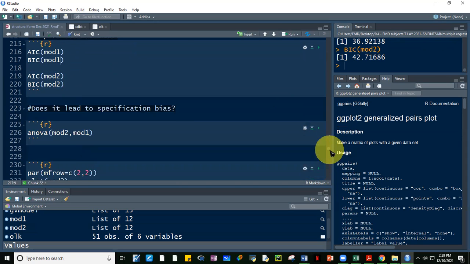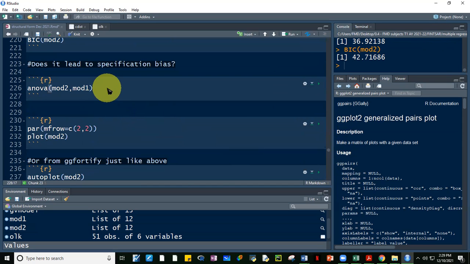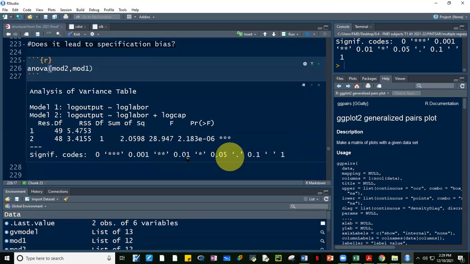Okay, and then how about ANOVA? ANOVA, guys. What is our conclusion here? Model 1, output regressed on labor. Model 2, output regressed on labor and capital. What is our null hypothesis here, guys?